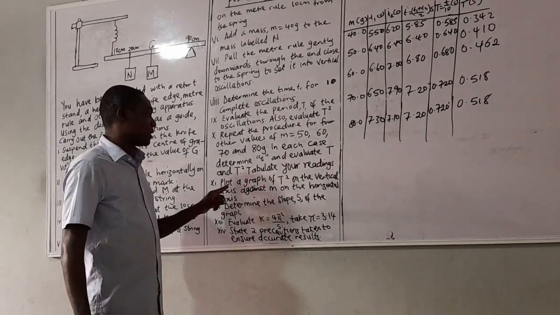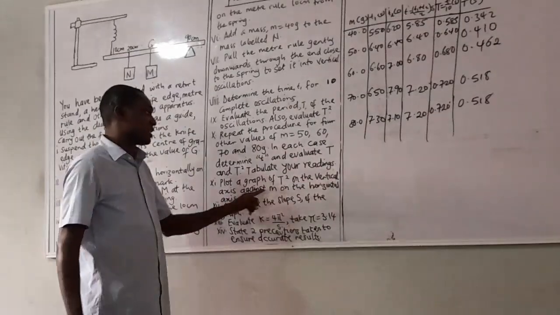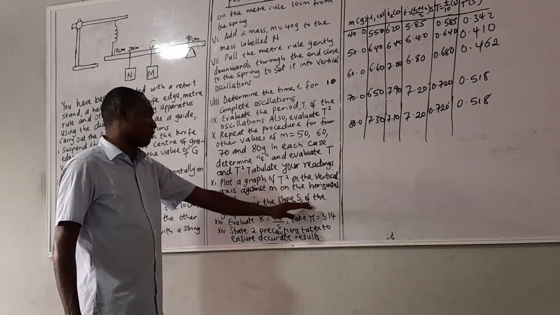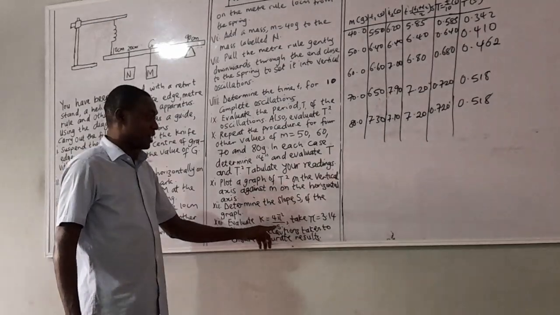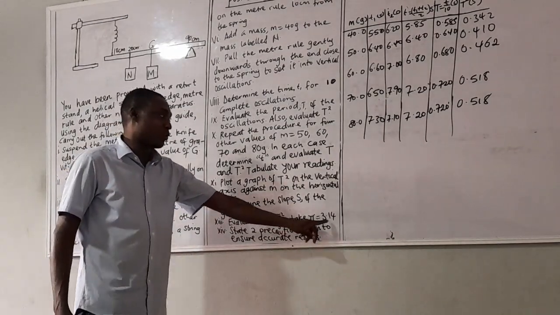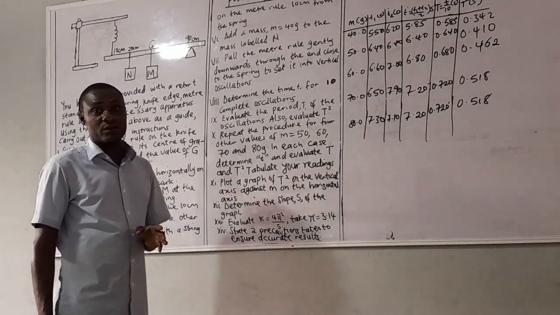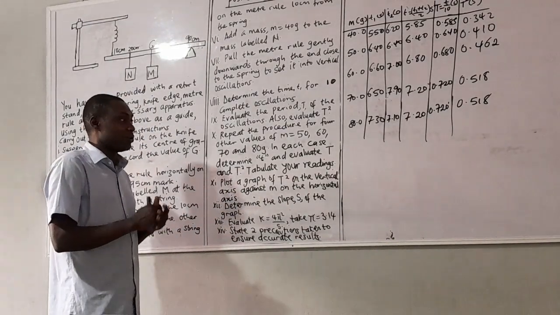Next, we are to plot a graph of t squared on the vertical axis against n on the horizontal axis. Determine the slope s of the graph. Evaluate k is equal to 4 pi squared over s and take pi is equal to 3.14. State 2 precautions taken to ensure accurate results. So I'm going to plot this on the graph and let's see how the graph looks like.